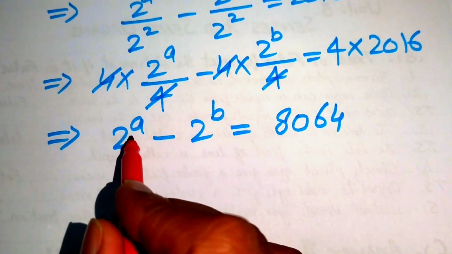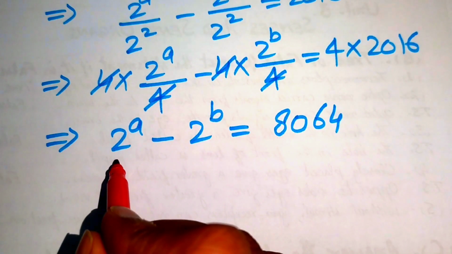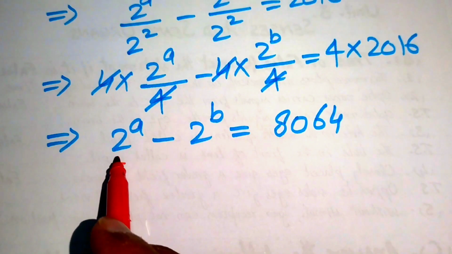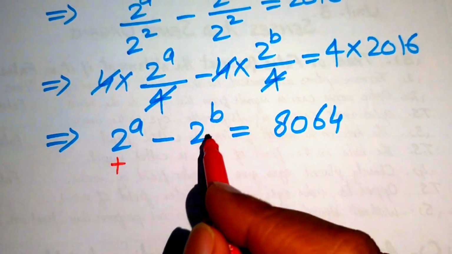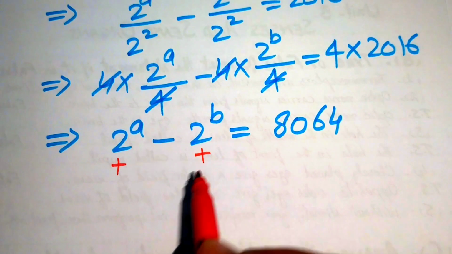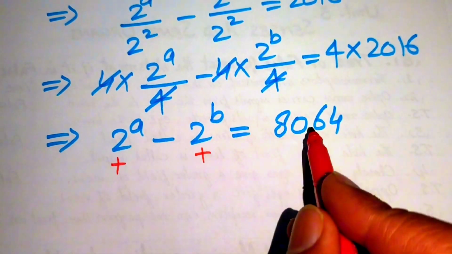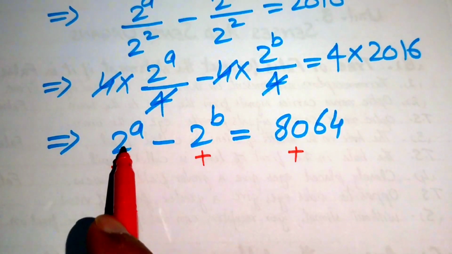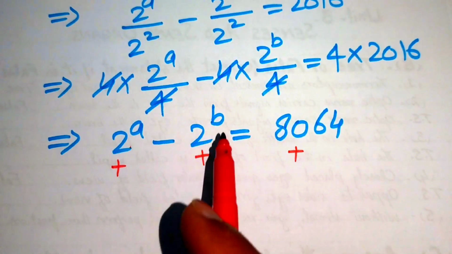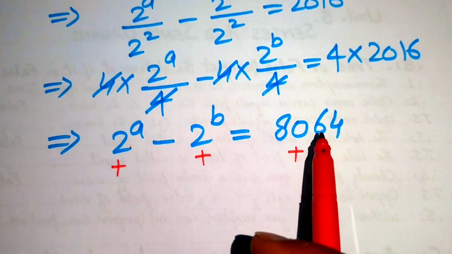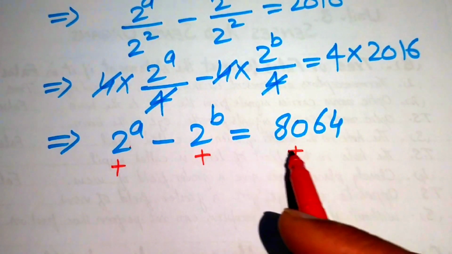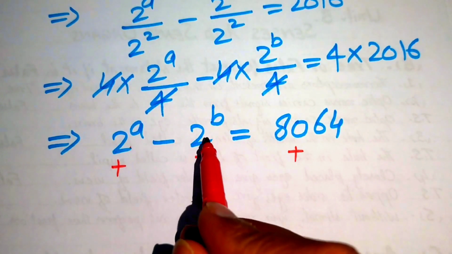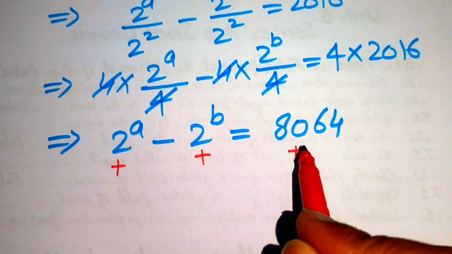So now you focus on the left hand side as well as the right hand side. You see that 2 to the power of a must be an even number, and also it is a positive number. 2 to the power of b also becomes a positive number, and the right hand side is also a positive number. So if we subtract 2 to the power of a minus 2 to the power of b, then we get a positive number, 8064. So it means that since 8064 is positive, 2 to the power of a must be greater than 2 to the power of b, so that we get a positive answer.